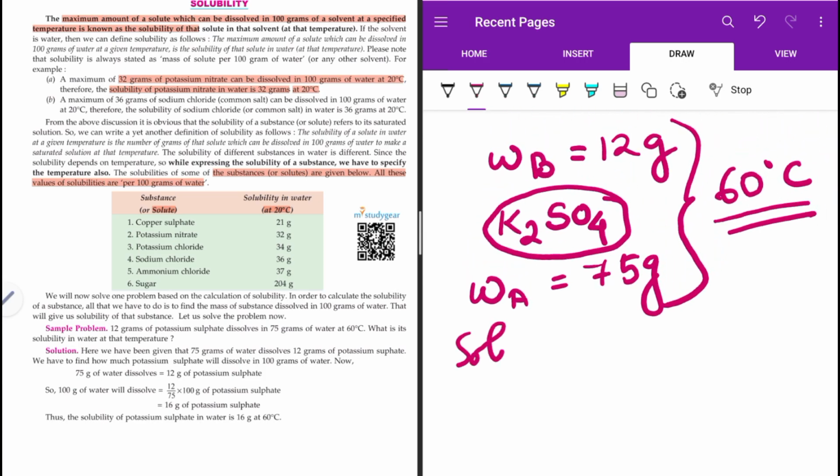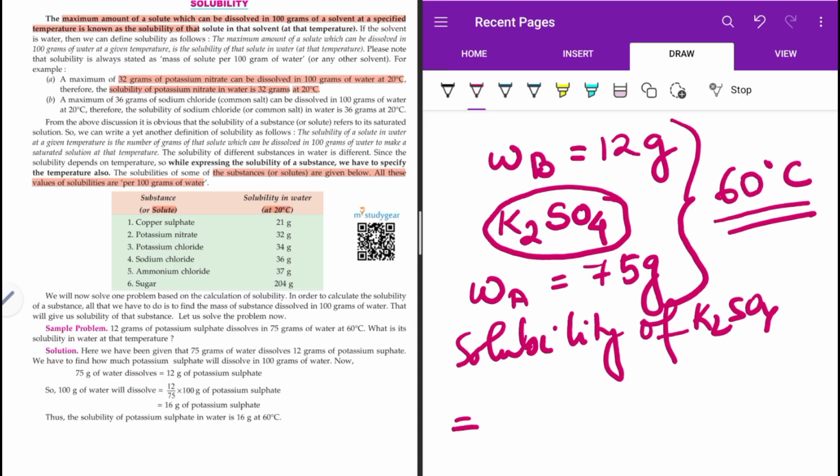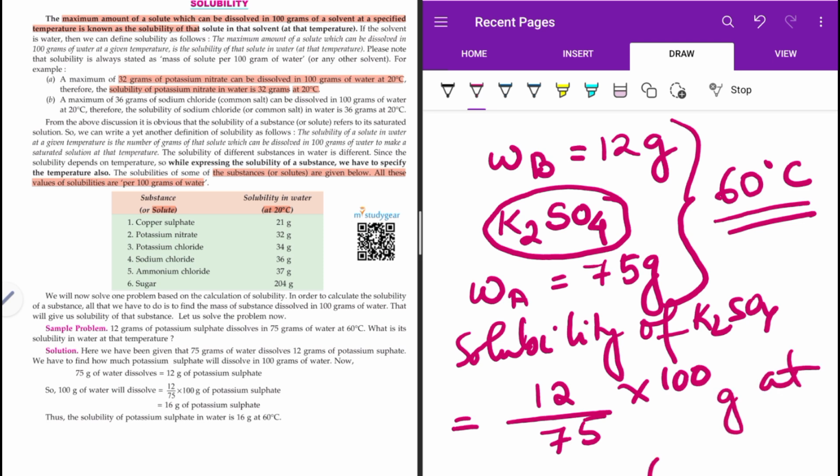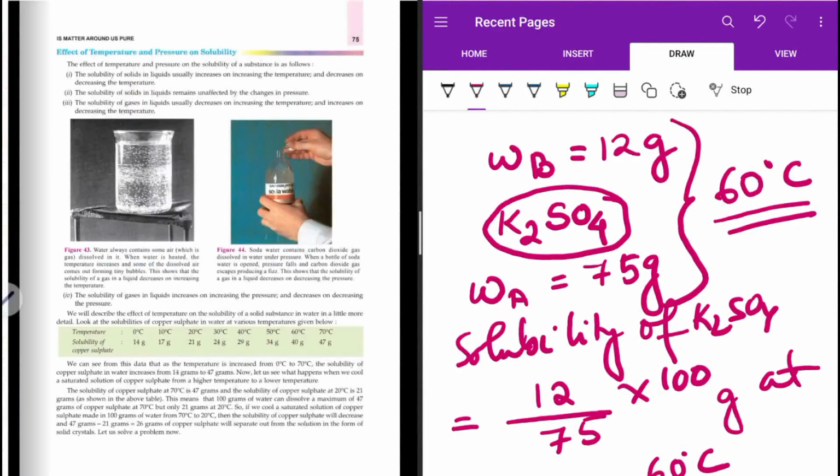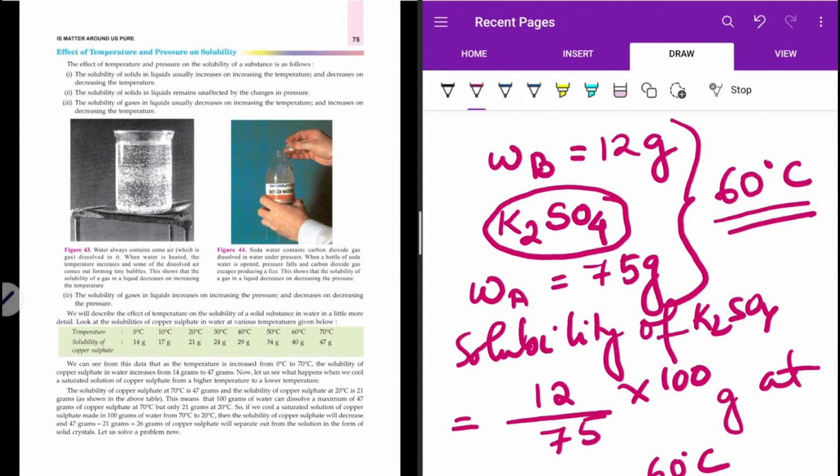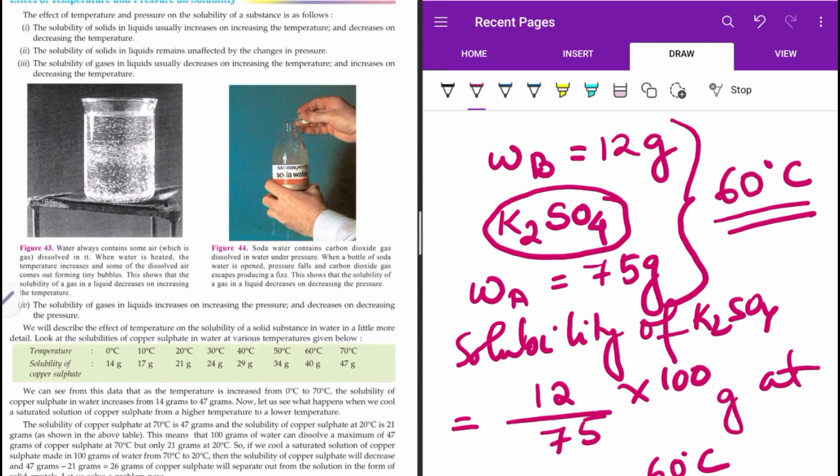So I will say solubility of this K2SO4 in water at 60 degrees Celsius. So in 75 it is 12. So 12 by 75 into 100 will be this much gram at 60 degree Celsius. That is the solubility. Okay, so effect of temperature and pressure on solubility.